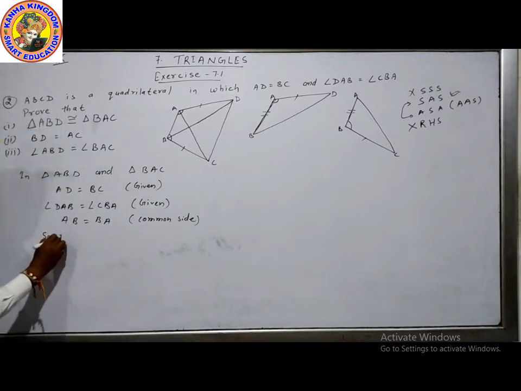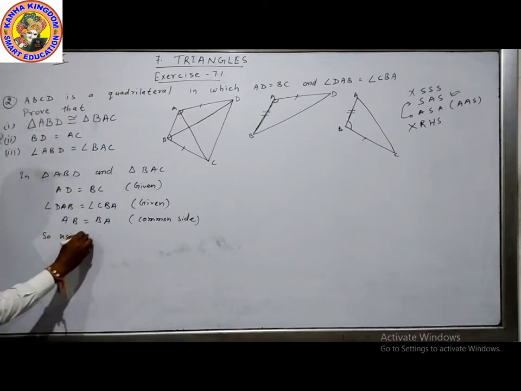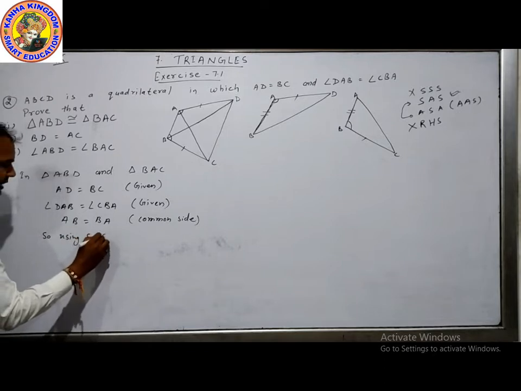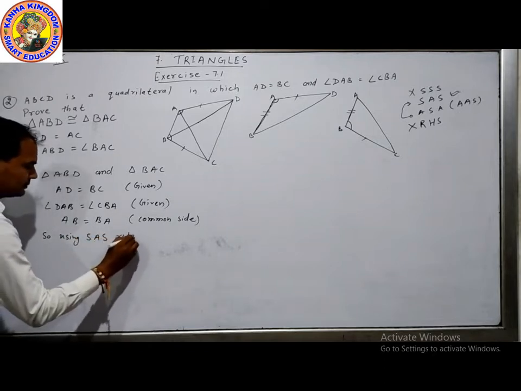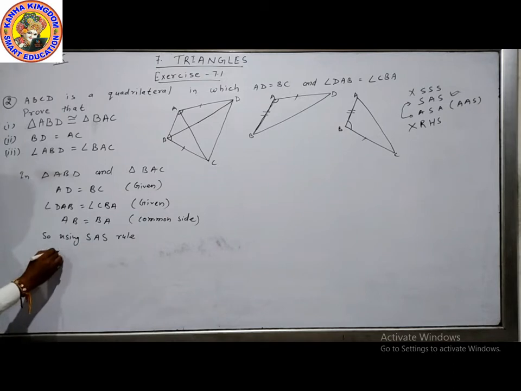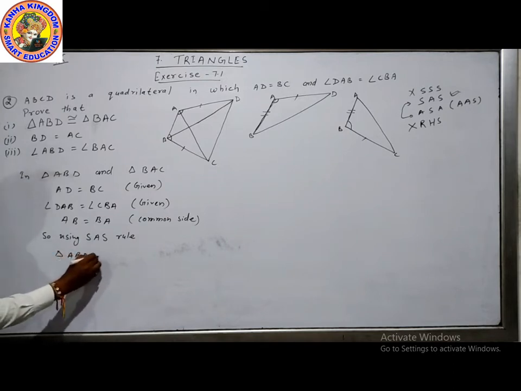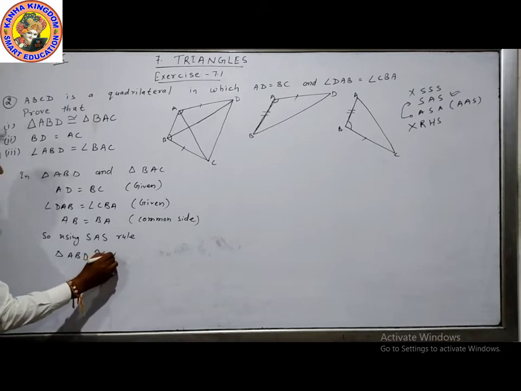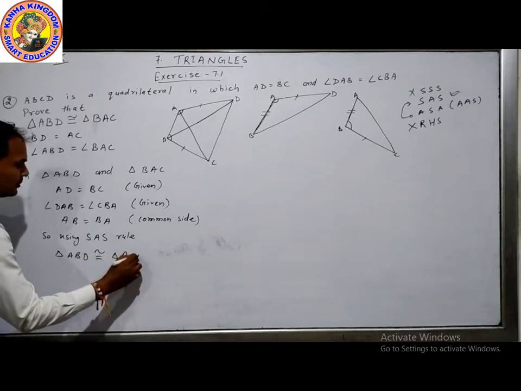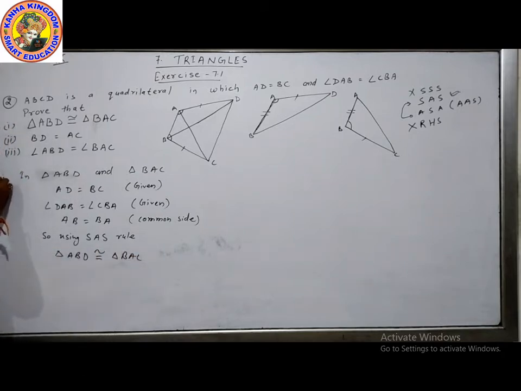So using the SAS rule, triangle ABD is congruent with triangle BAC. This is our first part. So we proved this first part by the SAS rule.